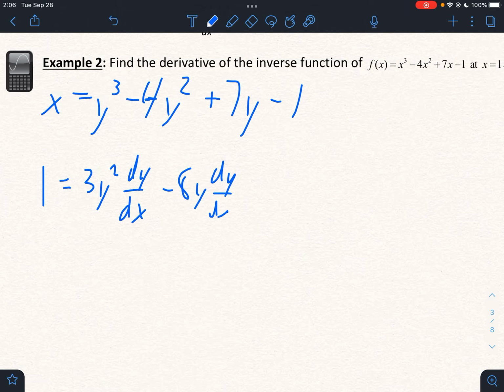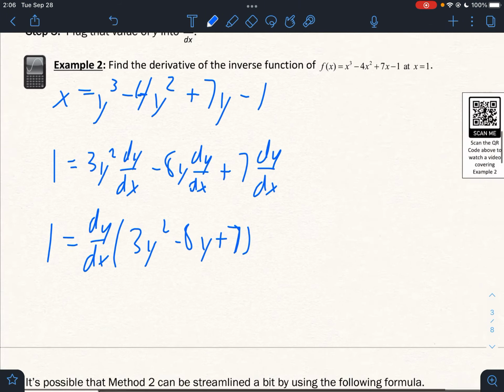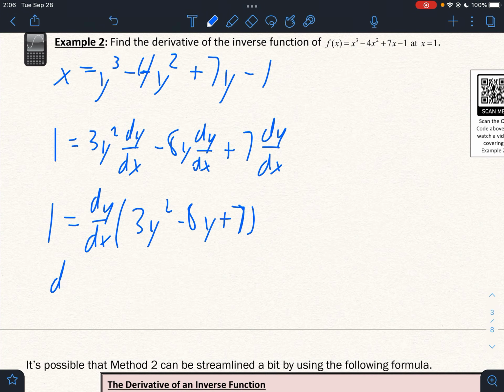And you can see here each part with a y in it. We're going to multiply by dy/dx. And the derivative of a negative 1 is, of course, 0. Factoring out a dy/dx, and then dividing, we get our derivative to be 1 over 3y squared minus 8y plus 7.